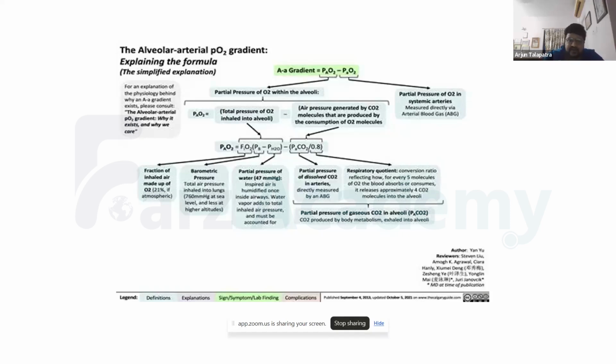So this becomes 760 minus 47. So you multiply that by the FiO2. And from that, you have to subtract the PaCO2 divided by 0.8. Okay, so that's it. So in this case, what would be your FiO2? This patient was on room air, right? So FiO2 would be 0.21. So you multiply that by barometric minus water vapor pressure. And from that, you subtract PaCO2 divided by 0.8. This patient will have a high AA gradient. Okay, he will definitely have a high AA gradient. So if you calculate this for this patient, it will come to around 100, which is high.